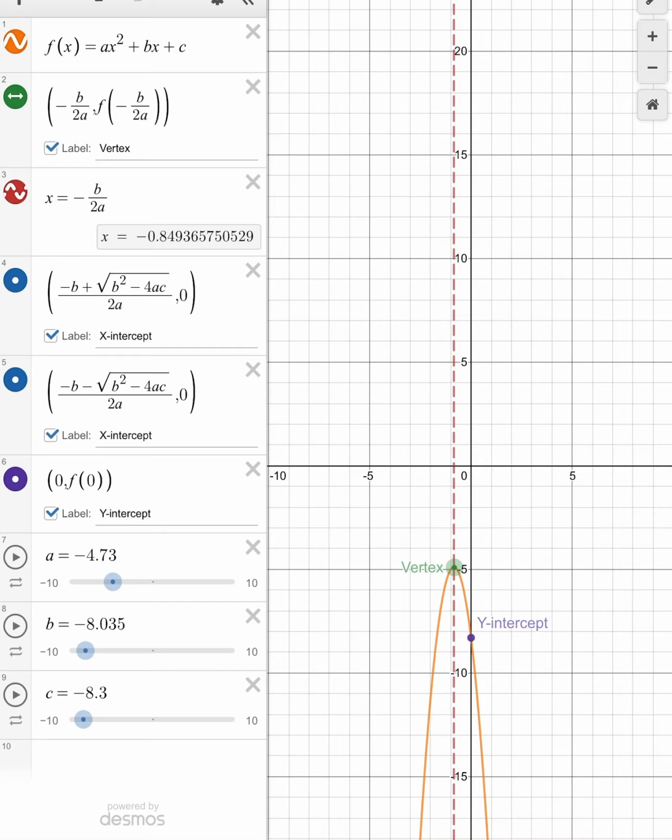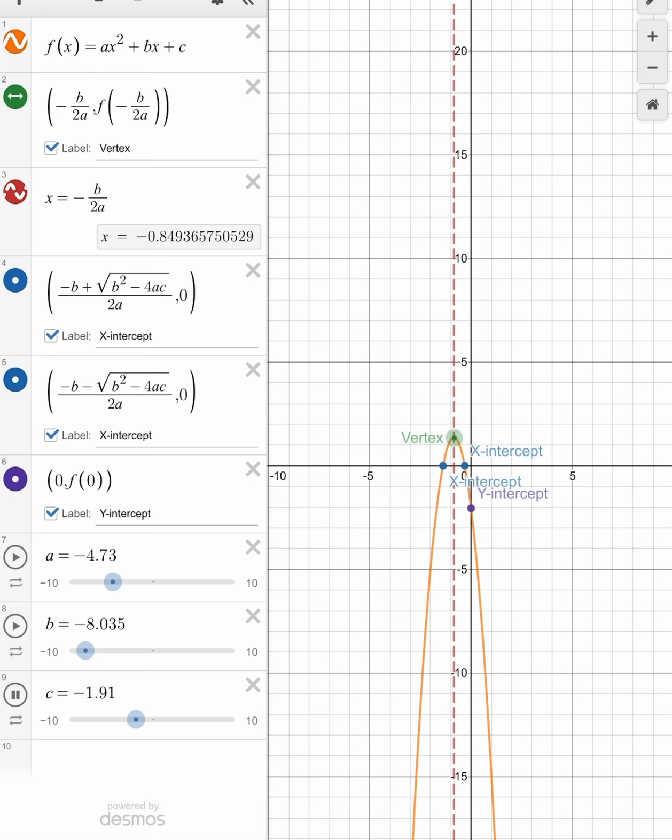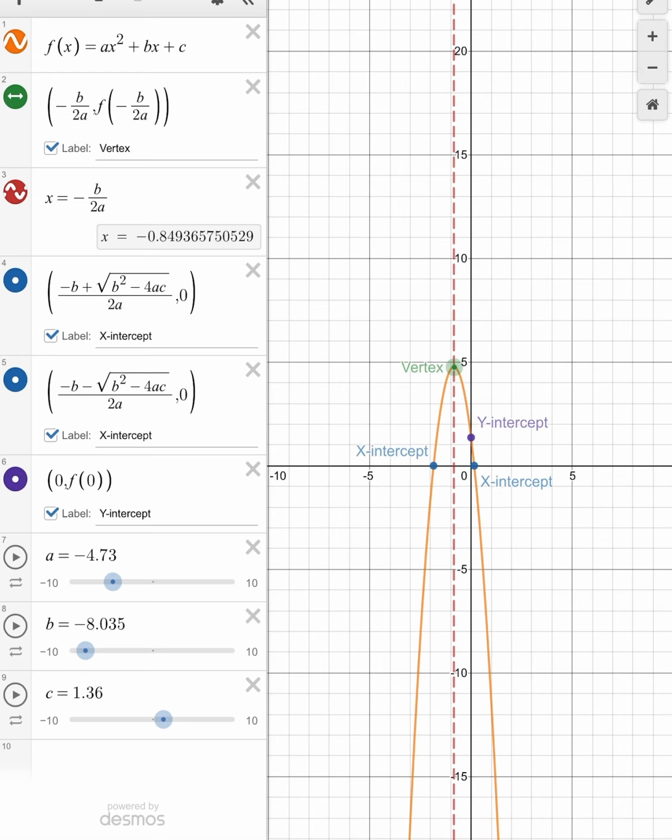So that's interesting. Here we have no x-intercepts. I am going to do one more example with no x-intercepts. I want you guys to see something. So let me pause it right here.